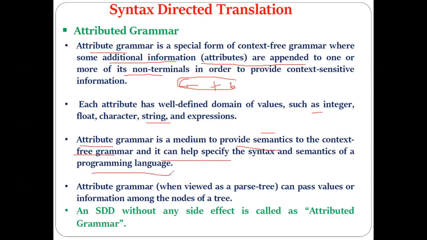So here we are adding attributes to the grammar, and the grammar with the added attributes is called attributed grammar. And for what purpose? Because it helps us to determine whether a particular sentence is semantically correct or not, whether it is meaningful or not. Here I have also mentioned that attributed grammar can pass values or information among the nodes of the tree. So attributed grammar is used to pass or provide values to the different nodes of the tree. The example I will show you.